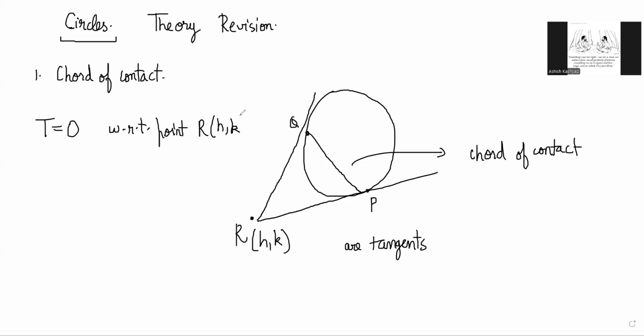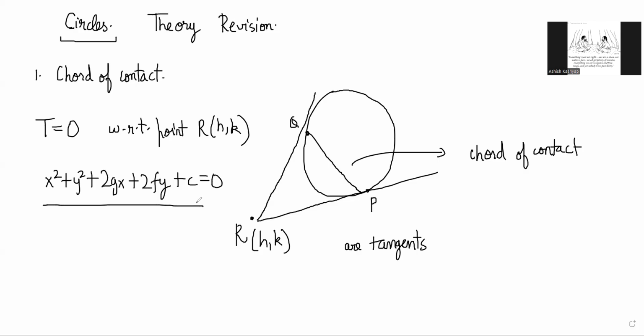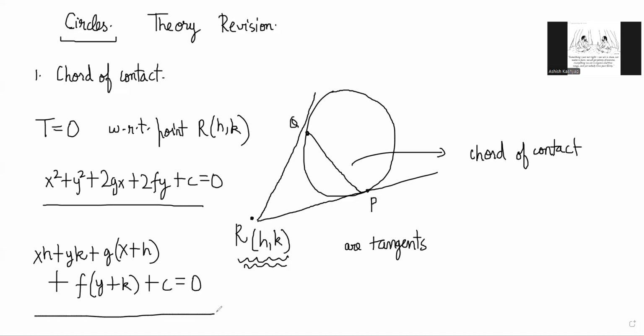R (h, k). So if my circle was x square plus y square plus 2gx plus 2fy plus c equals 0, the equation of chord of contact is simply write the tangent equation but pretend it is from point (h, k). So it will be xh plus yk plus g(x plus h) plus f(y plus k) plus c equals 0. So this theory has been discussed before, even for other conic sections. The theory is exactly similar. The chord of contact is basically T equal to 0 with an external point (h, k), right?